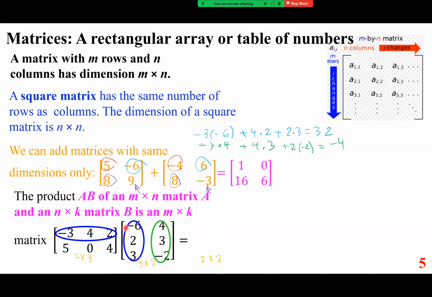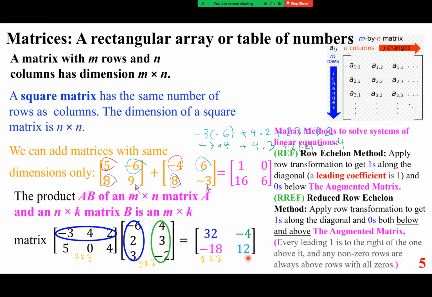And if you multiply this one by this one, you get the third entry. This one by this one, you get the last entry. This is how you do the multiplication. 32, minus 4, minus 18, 12. For example, if you want to figure this out, 5 times minus 6 is minus 30, 0 and 2, that goes away, 0. 4 times 3 is 12. They add up to negative 18. The last one, 5 times 4, 0 times 3, 4 times negative 2, they add up to 12. That's how you do the multiplication.